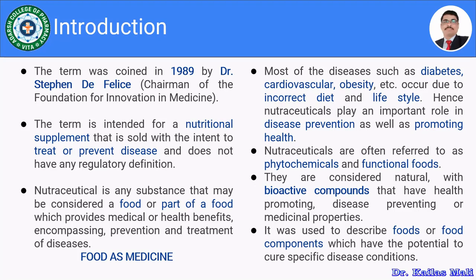Most chronic diseases such as diabetes, cardiovascular diseases, and obesity occur due to incorrect diet and lifestyle. If you look at the lifestyle of human beings, it is changing day by day. Many types of fast foods are available in the market, and generally we eat all these fast foods, right?